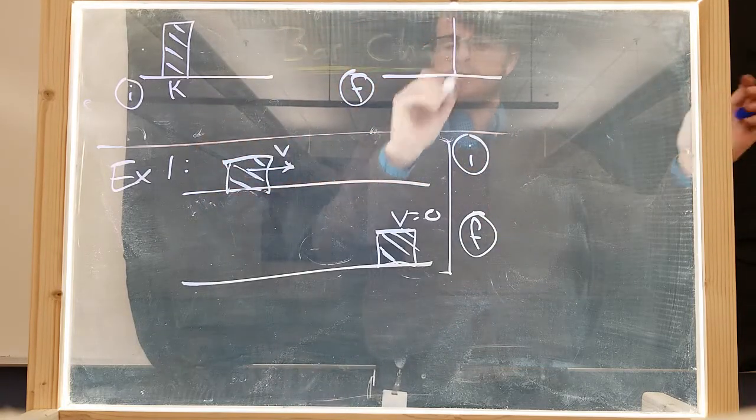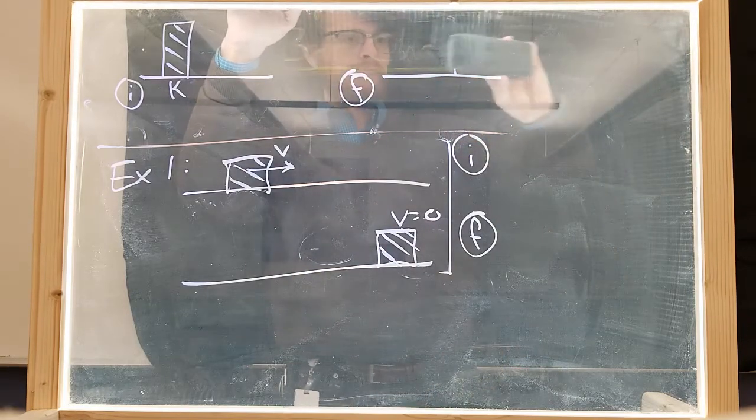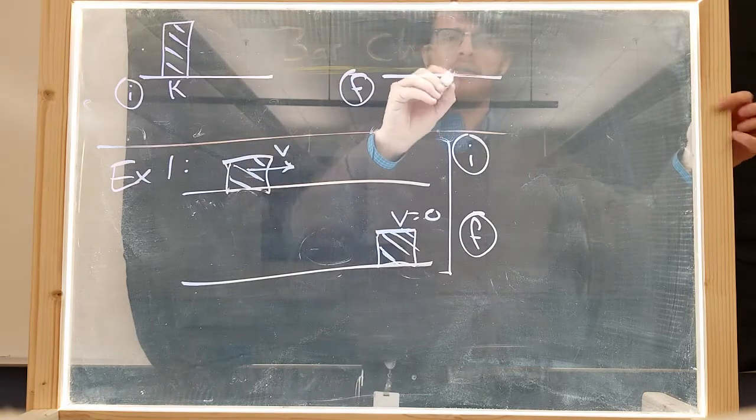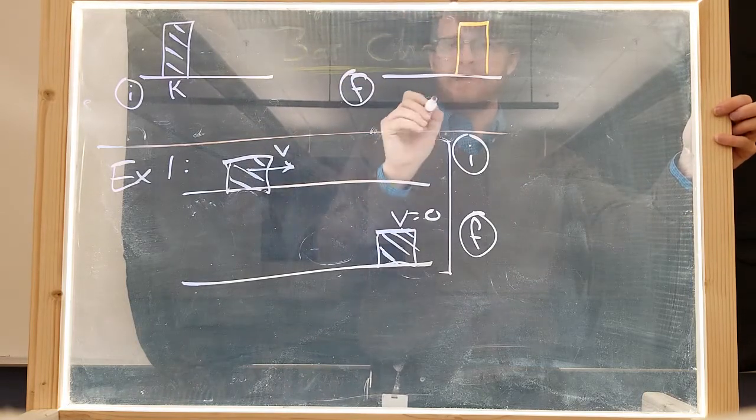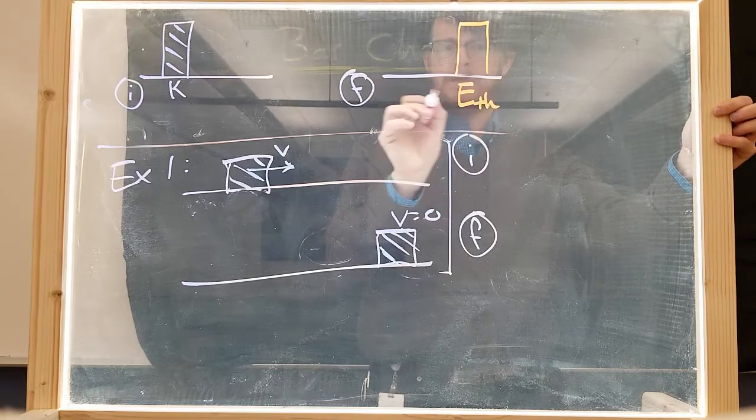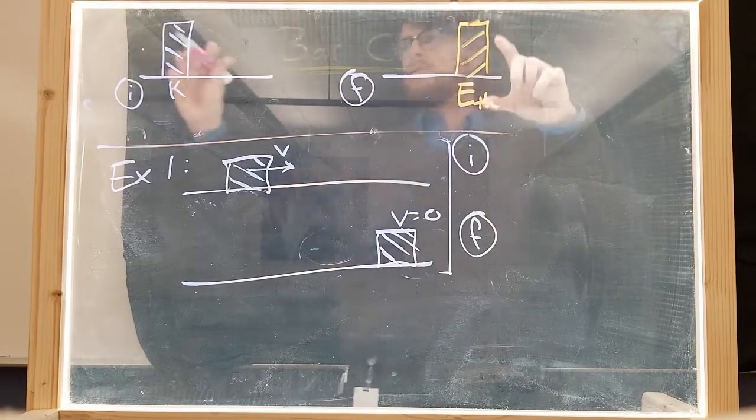So I'm going to draw a bar. I'll give it a different color. If you're not working in colors in your notes, that's totally fine. It doesn't really matter, but we might as well. And I'm going to call this E with a TH subscript, E thermal. And ideally it should be the same height.